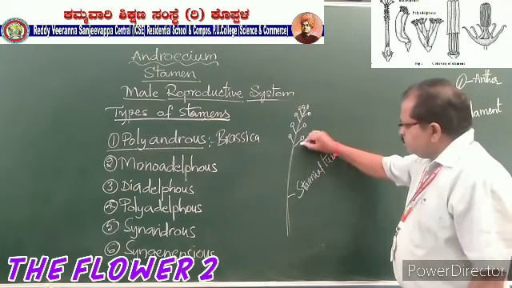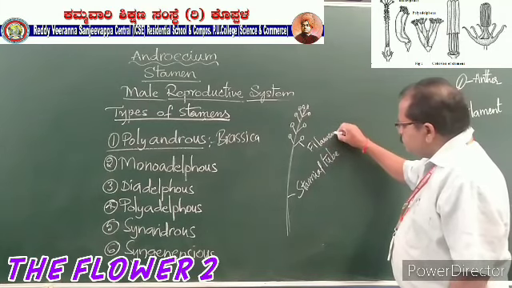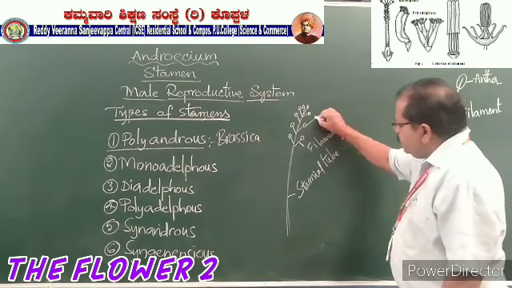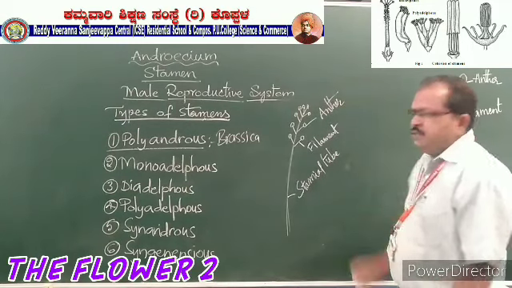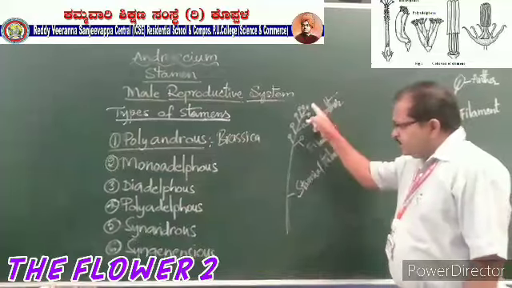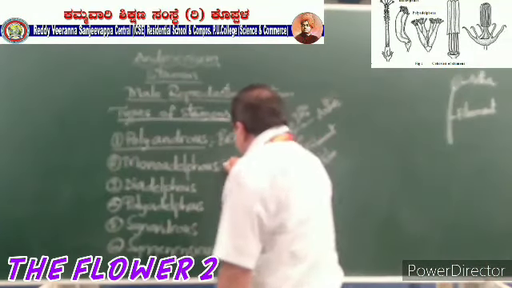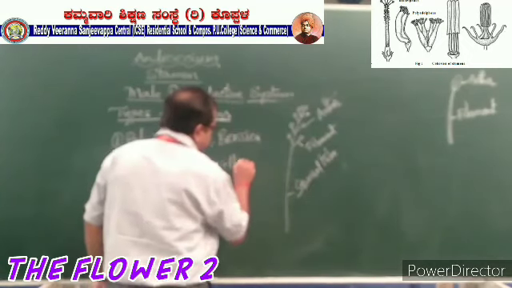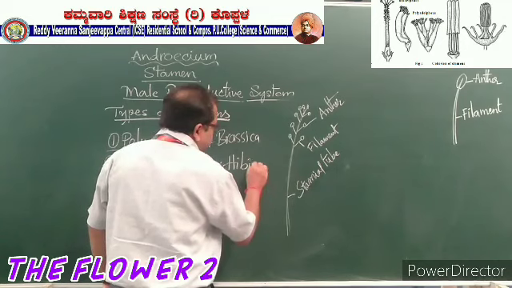All the filaments, this is the filament, and this is the anther. All the filaments and anthers are fused with the staminal tube. This condition is called monoadelphous, and this we can find in the hibiscus, China rose.